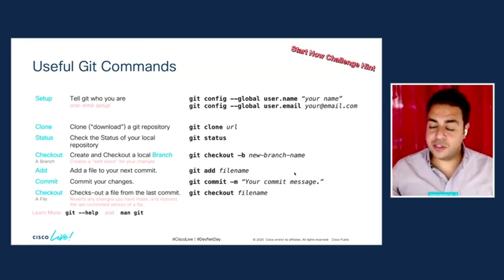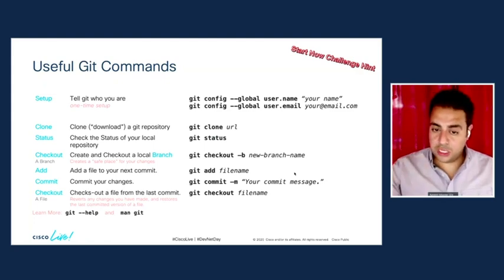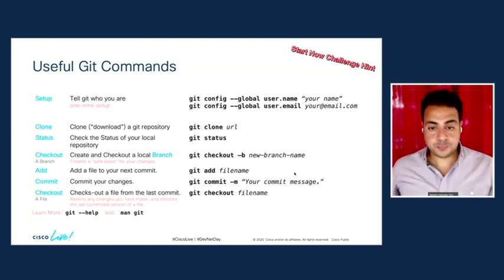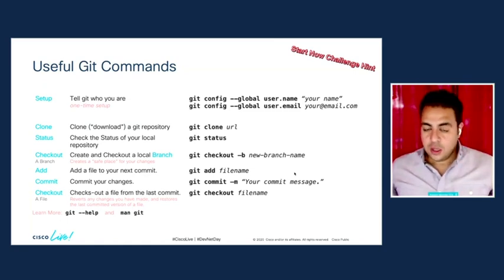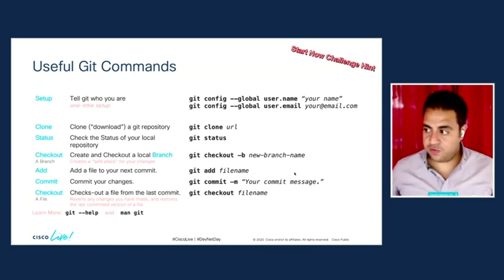So it identifies you as you're working on the common repository. Clone is basically downloading. So you go out to GitHub, you say git clone, and you get the URL, and what that does is it creates a working directory on your local machine. Git status will give you information about the status of the branch or the repository that you're working on.